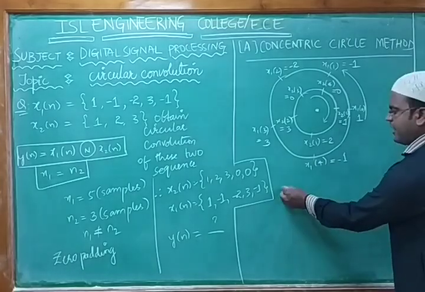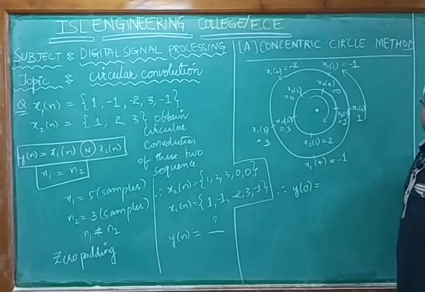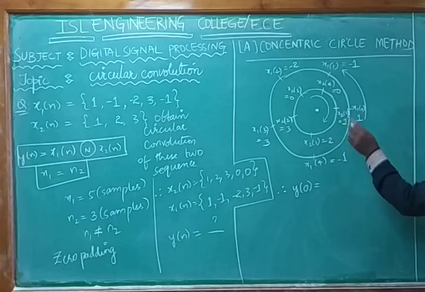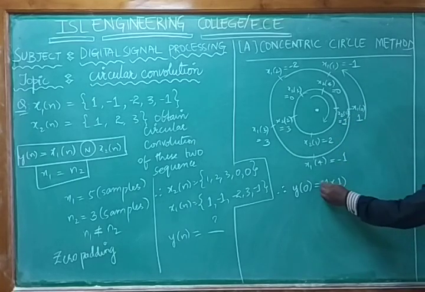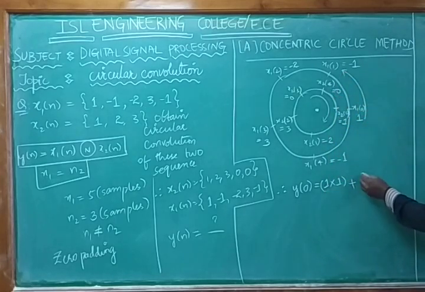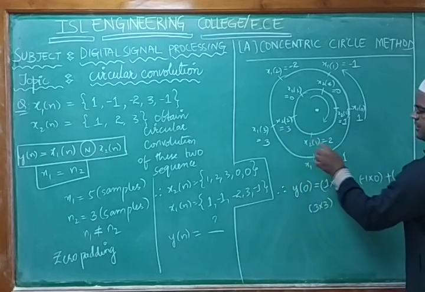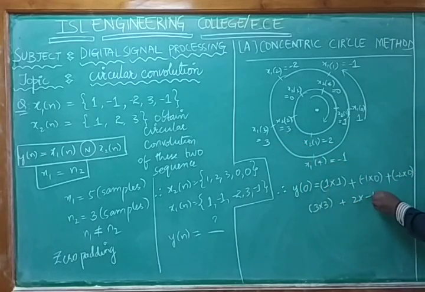Now we will try to find the first sample, y of 0. How do we get y of 0? We need to cross multiply the corresponding values. First, 1 into 1, that is the first value, plus the second value, minus 1 into 0, plus the next value, minus 2 into 0, next value 3 into 3, next value 2 into minus 1.